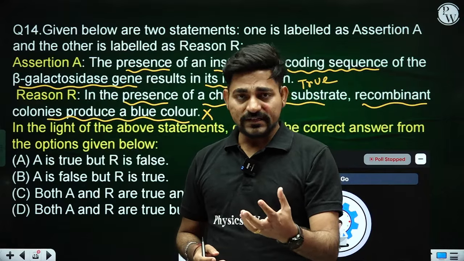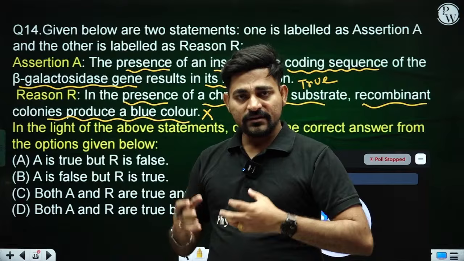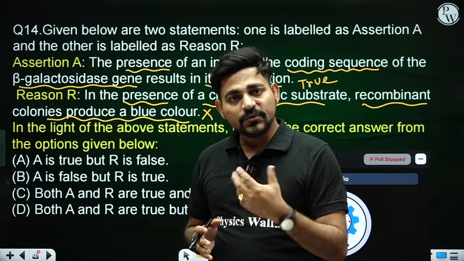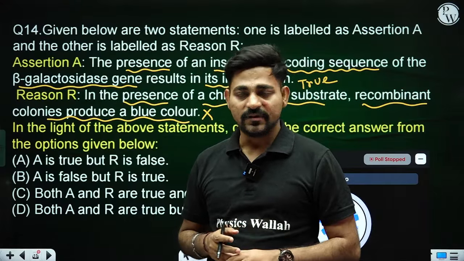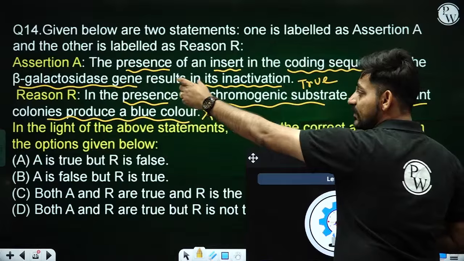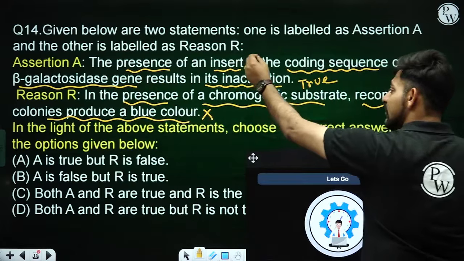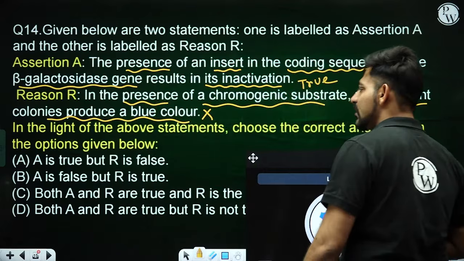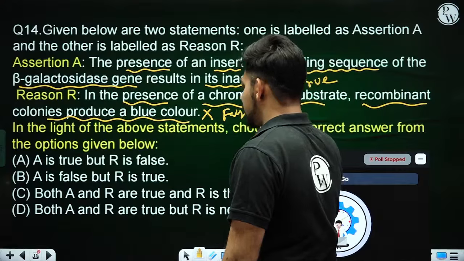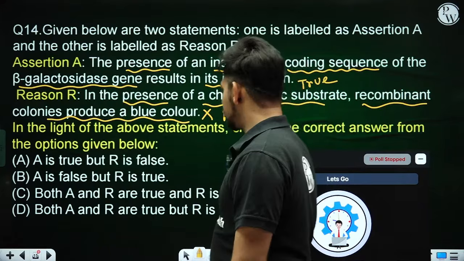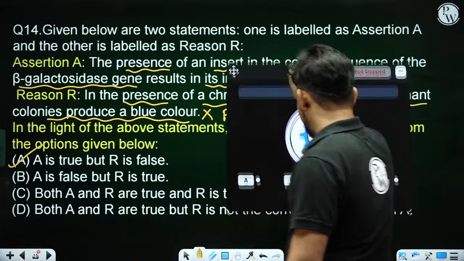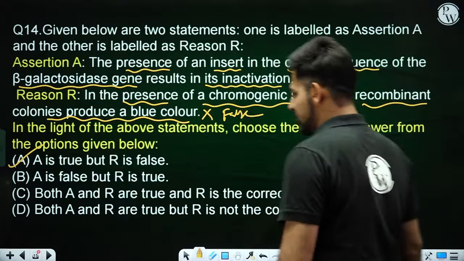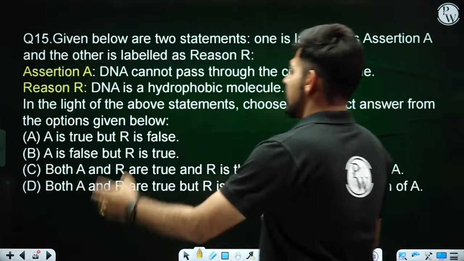Non-transformed bacteria can produce blue color upon reacting with that chromogenic substrate, while the lacZ gene will be producing the beta galactosidase enzyme. But because the beta galactosidase gene is inactivated by insertion of the gene of interest, it cannot produce blue color. So the reason will be false or incorrect here. So for this question, the assertion is true, the reason is false. Let me check how many of you gave the correct answer. 50%, almost half of you have given the right answer.